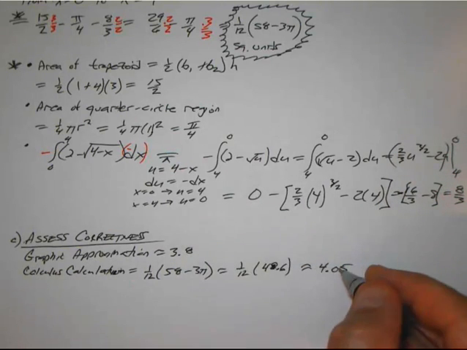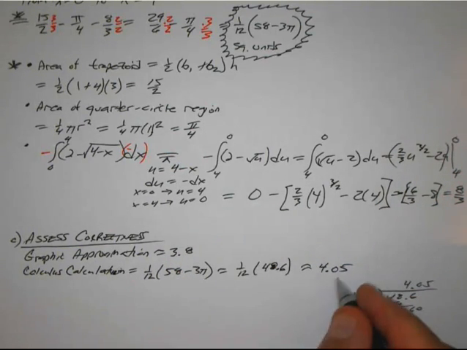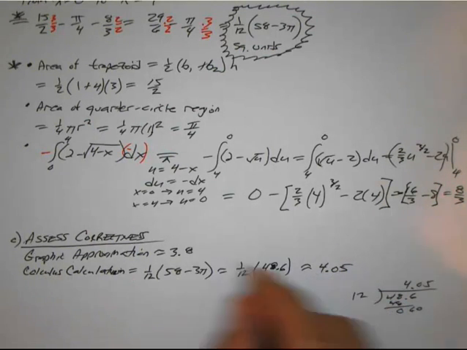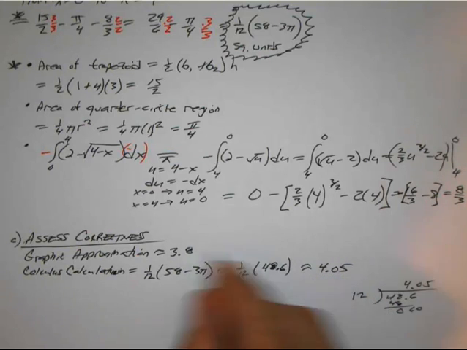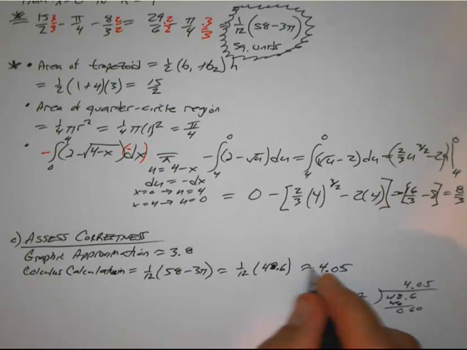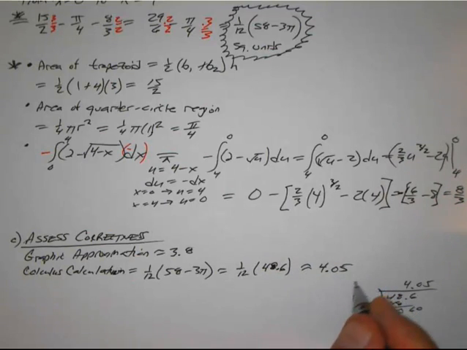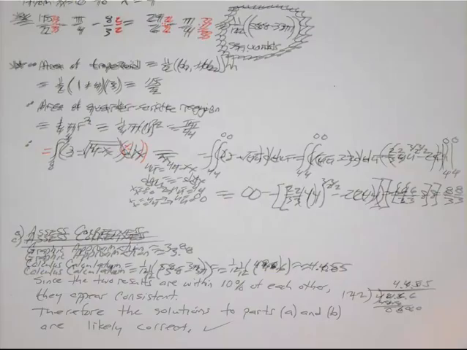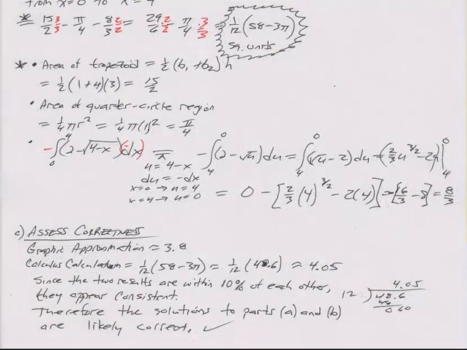This looks actually quite good. Okay, if we take 10% of this, that would be 0.4. We are only about 0.2 apart. So these two results are well within 10% of each other, almost within 5% of each other. We could consider that consistent, and therefore, we believe that the solutions to parts A and B are likely correct. Okay, there's our conclusion in written format. Very good.